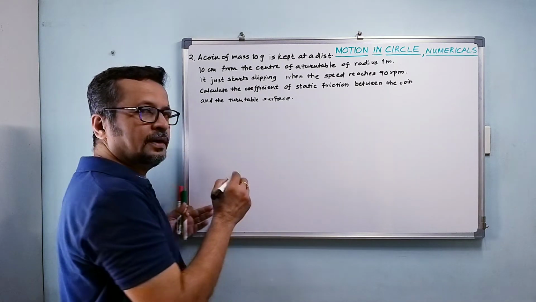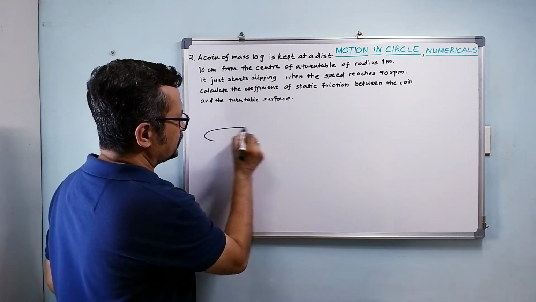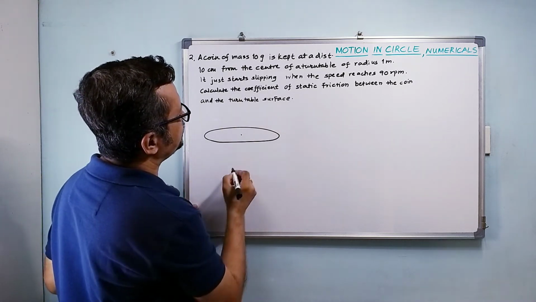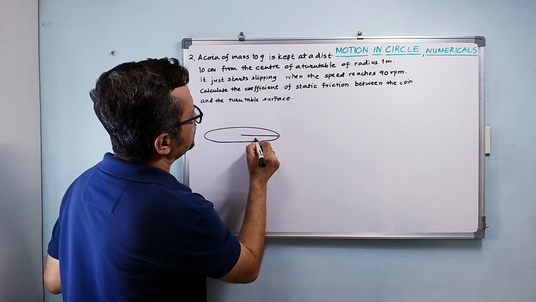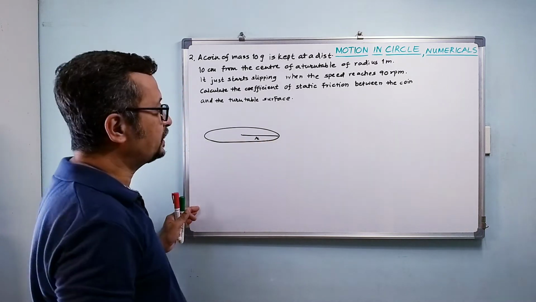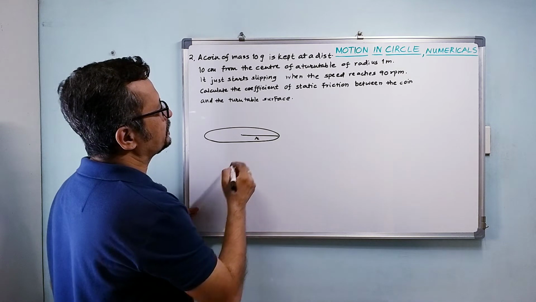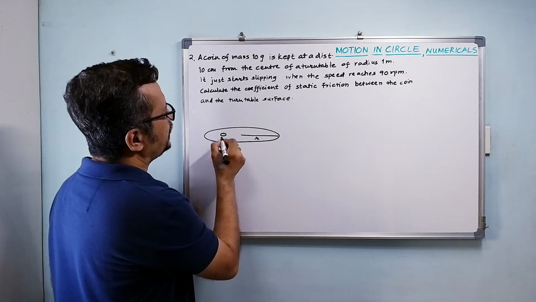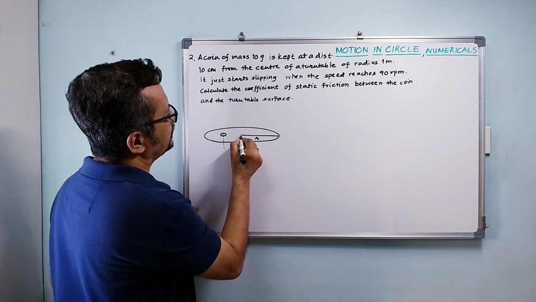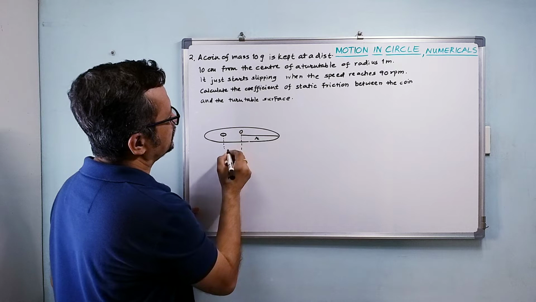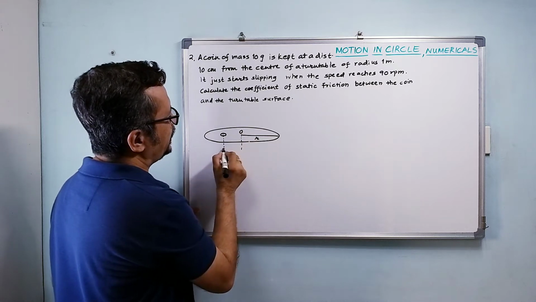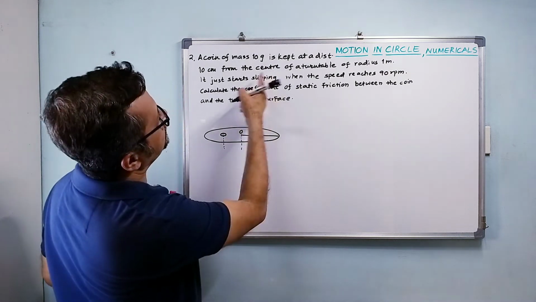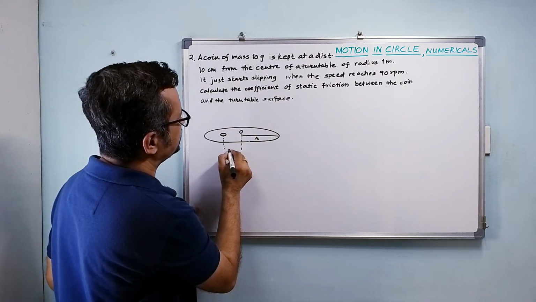So now let us make a sketch. This is the turntable, this is its center, and this is the radius of the turntable. My coin is kept here, okay, and this distance, the center is O, and distance of this coin from the center, that is about 10 centimeter.